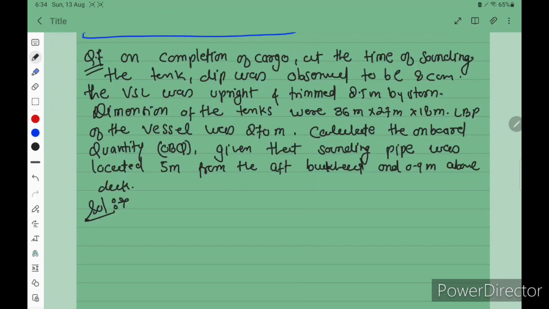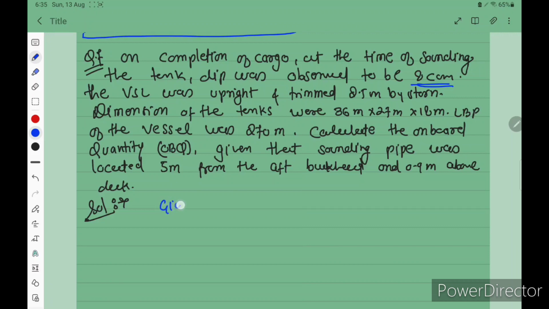Okay, on completion of cargo at a temperature of sounding, the tank dip was observed to be 8 cm. So we have to calculate in meters. The vessel was upright and trimmed 2.5 meter by stern. Dimensions of the tank were 36 meter, 27 meter and 18 meter length, breadth and height. LBP was 270 meters. Calculate the onboard quantity OBQ given that the sounding pipe was located 5 meter from the aft bulkhead and 0.9 meter above the deck.